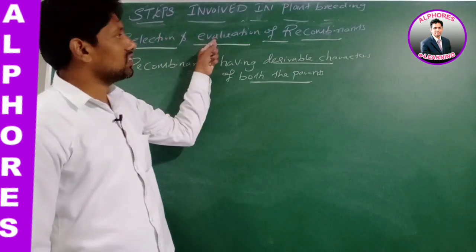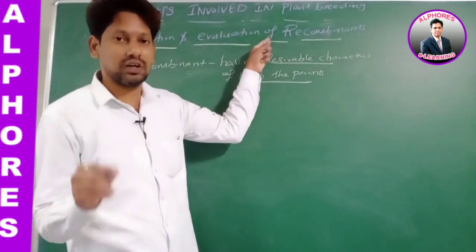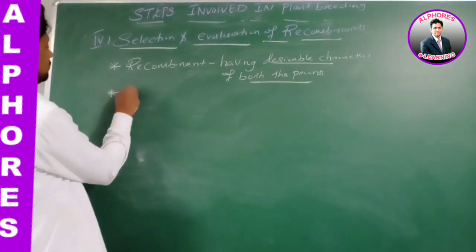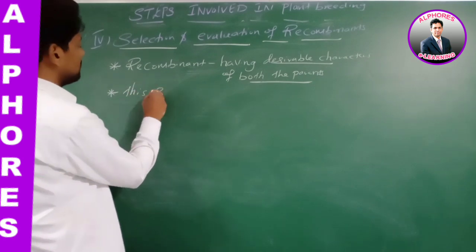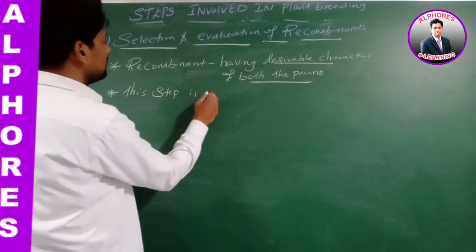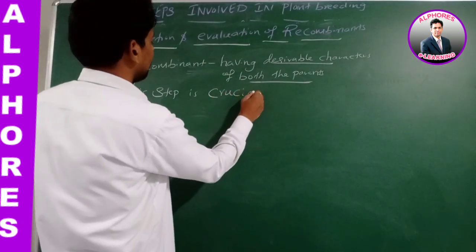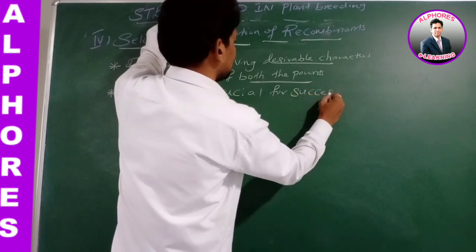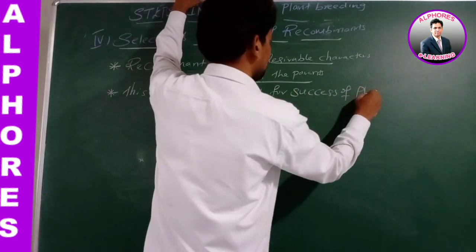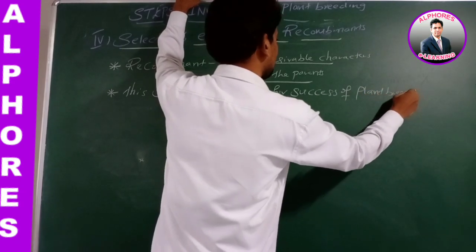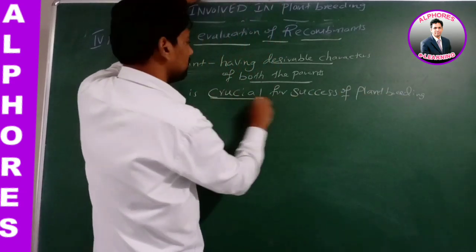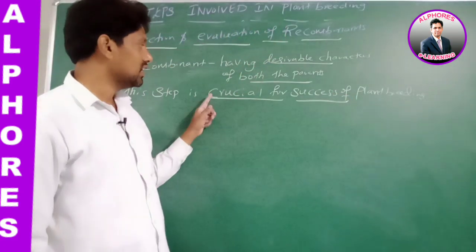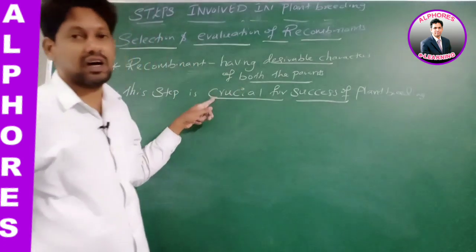Sir, this selection and evaluation of recombinants is a crucial step for success of plant breeding. This step is crucial for success of plant breeding. Which step is crucial for success of plant breeding? Selection and evaluation of recombinants is crucial for success of plant breeding.